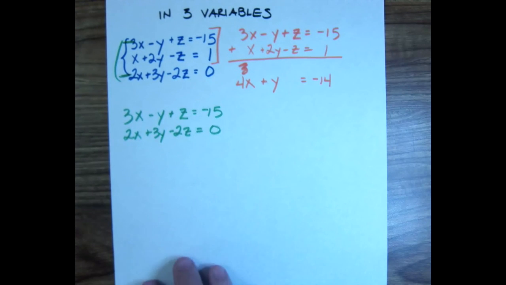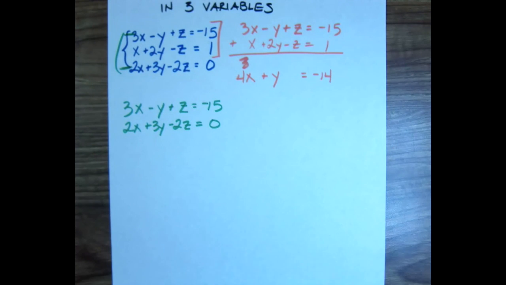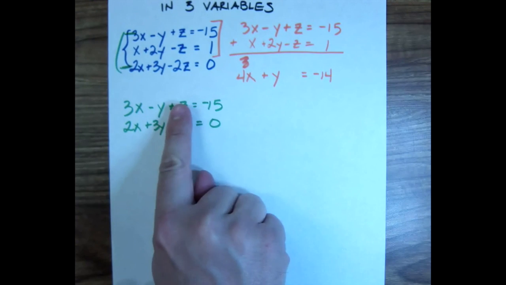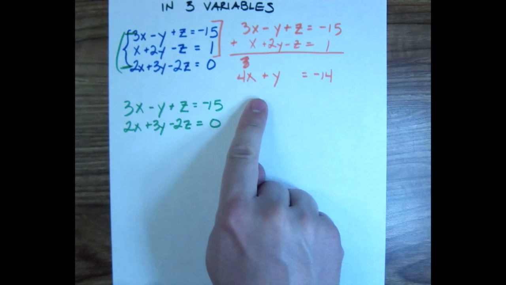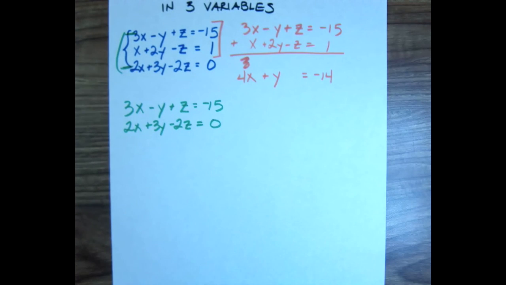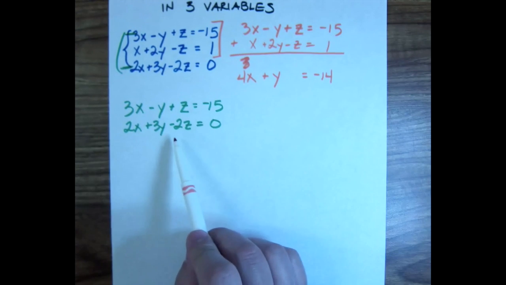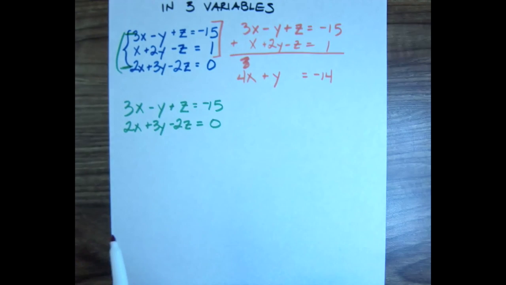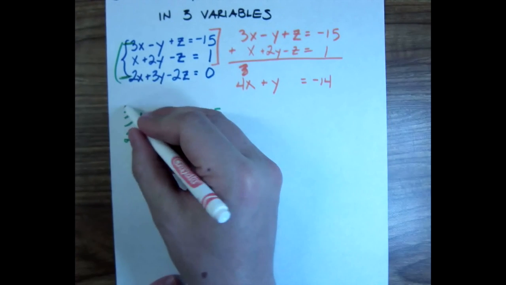I don't see anything real obvious I can eliminate here, but what I want to eliminate are the z's. I really want the z's gone so that whenever I add them, I just have x and y like I do over here. So what can I do to eliminate the z's? They're already negative and positive, so that's good. The problem is this one's a negative 2 and this one's a positive 1. I really need this one to be a positive 2. So let's just multiply everything by 2. That sounds good.